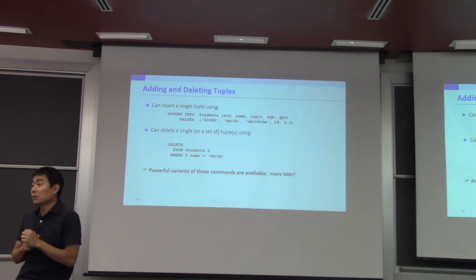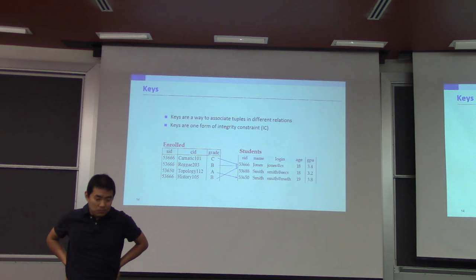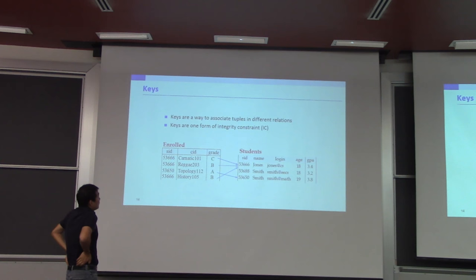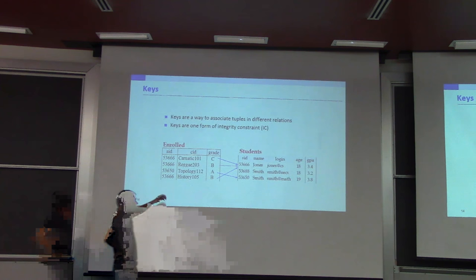Okay? Now, next, we want to introduce something called the concept of keys. This is a very important concept. You all must understand this particular concept. So keys are a way to associate tuples in different relations. Keys are one form of what we call integrity constraint, which we will be discussing in further detail in some later slides.